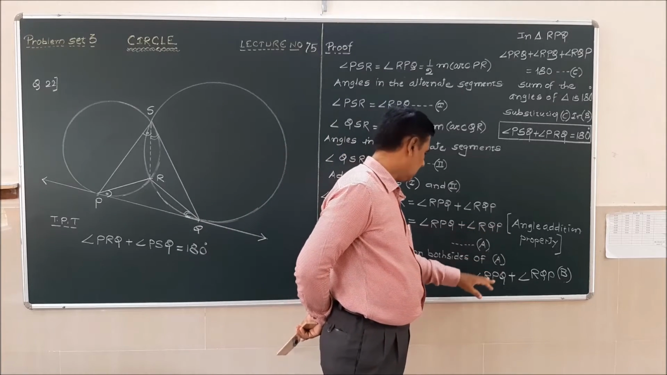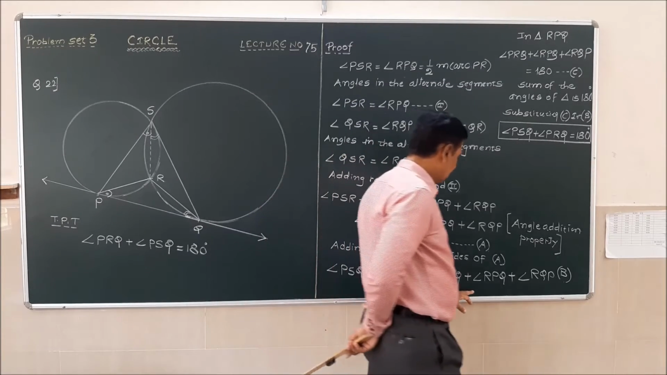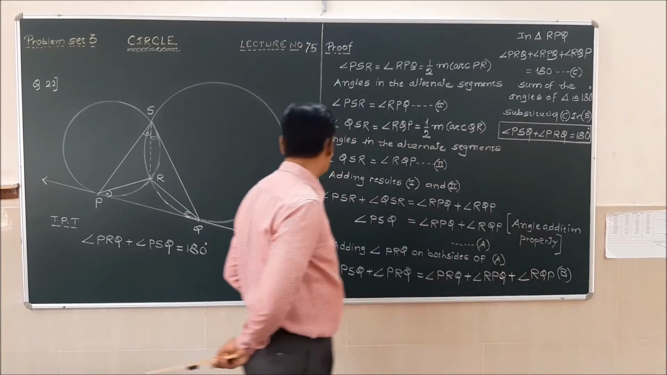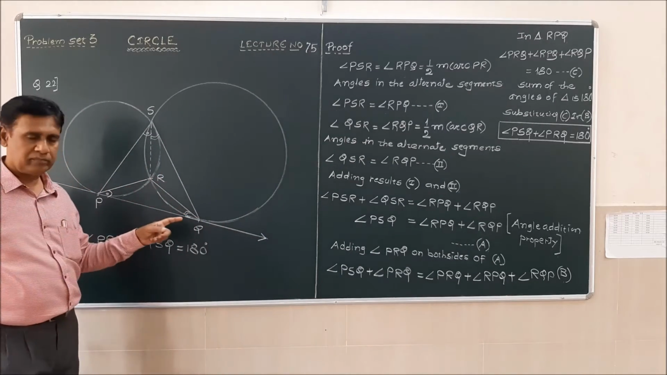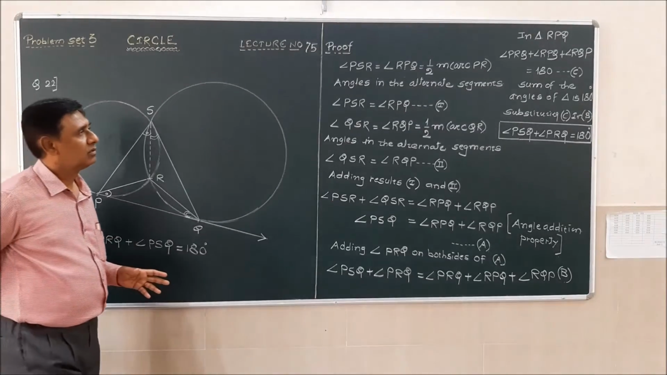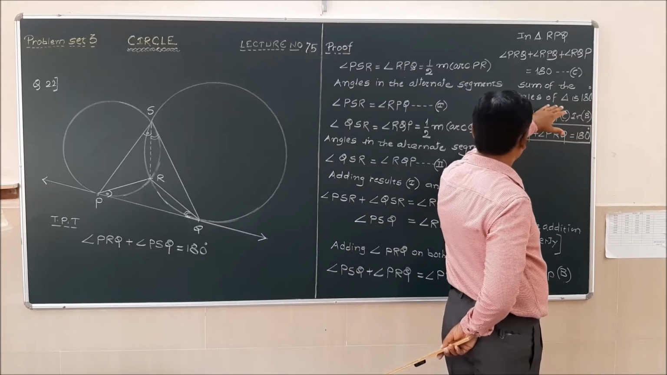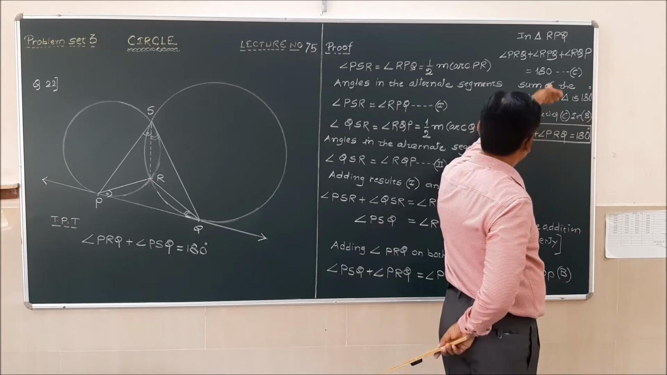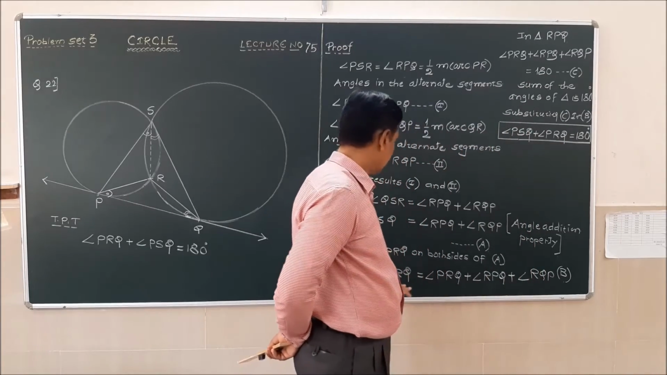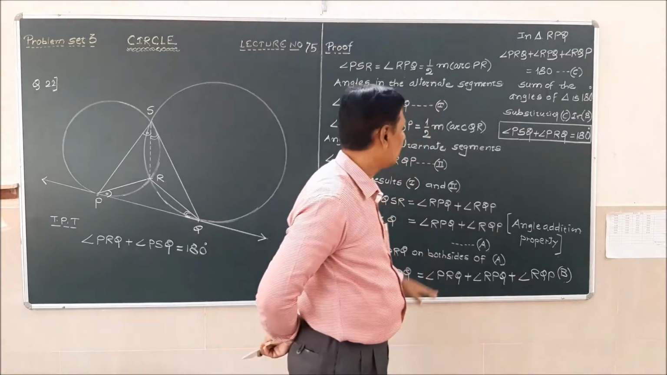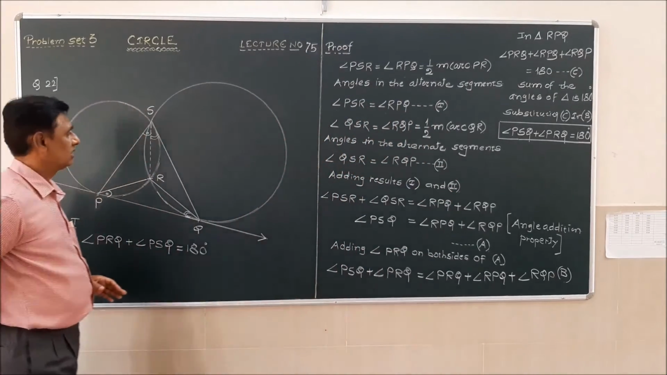RPQ plus RQP plus PRQ. But the right hand side of this result B is nothing but the sum of the angles of this triangle RPQ. And since you all know that the sum of the angles of a triangle is 180 degrees, substituting C in B, this is our B. So PSQ plus PRQ, right hand side is equal to 180. So we'll be getting PSQ plus PRQ is equal to 180.